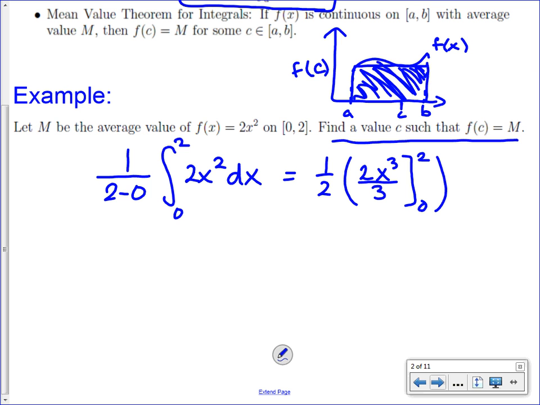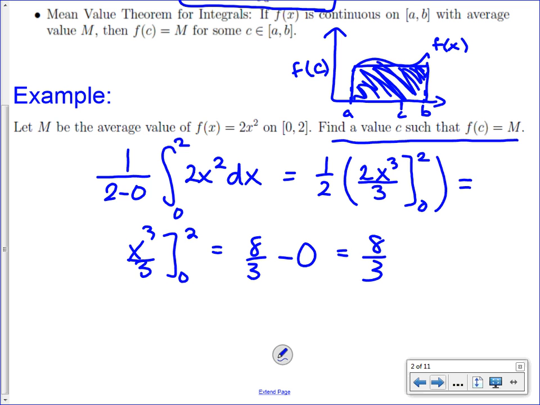From 0 to 2, and then we could cross-reduce with the 2's and just simplify this to x cubed over 3 from 0 to 2. Okay, and then we're going to plug in our upper limit, so 2 cubed is 8, we're going to get 8/3 minus 0, so that's equal to 8/3.